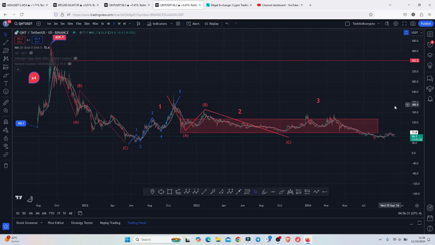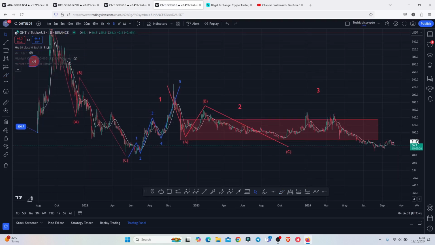Jumping to the daily chart, I still believe that we got our bear market lows below the $40 and started an impulsive movement to the upside in a 5-wave structure that peaked above the $229, completing the formation of this Elliott wave count 1.